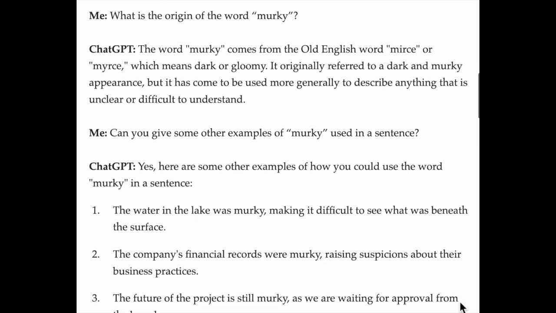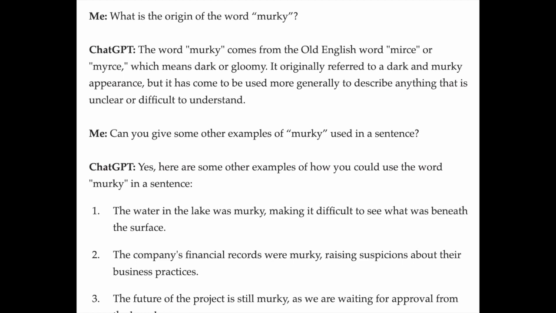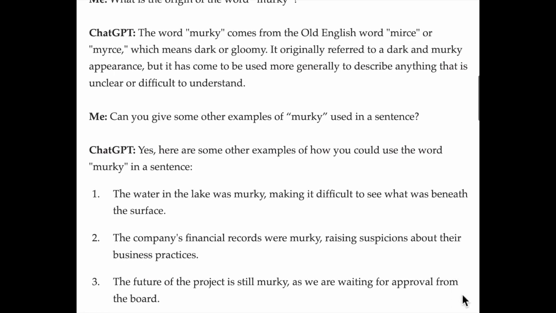I got a little curious about etymology. I asked, what is the origin of the word murky? And ChatGPT tells me that the word murky comes from the Old English word merce, which means dark or gloomy. According to the Oxford English Dictionary, this seems to be correct, though it's really more for murk rather than murky, but that's okay. Though you notice it then says it originally referred to a dark and murky appearance. So it's using the word murky to define murky, which is a no-no in dictionary definitions, but it's not a serious problem. Then I asked for some example sentences.